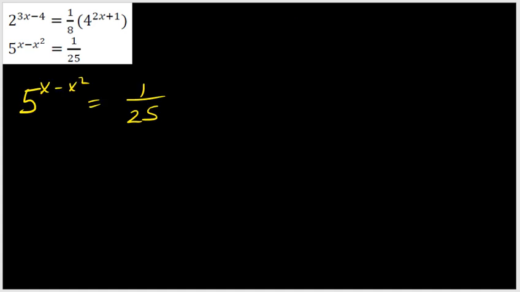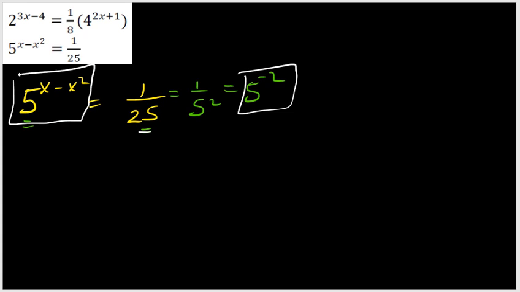The second one again, the left hand side is base 5, but the right hand side is just 1 over 25, but 25 can be written as base 5, it can be written as 1 over 5 square, which is 5 the power of negative 2. Now when you look at the left and the right, the right hand side is simplified. The two have the same base, you can ignore the base and take the exponent. x minus x square is equal to negative 2.